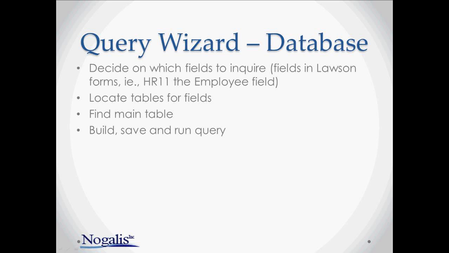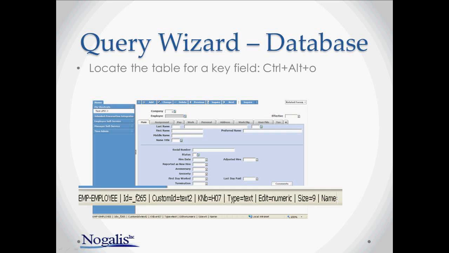So first, deciding on which field to inquire for the query. These are fields in the Lawson forms, like the employee field on the HR11 form. So if you click on that, you'll see the details for each field by looking at the technical text for the application, or by using Control-Shift-O, the letter O. So Control-Shift and the letter O together on the portal form will show you that subtext that you see at the bottom of the screen there.